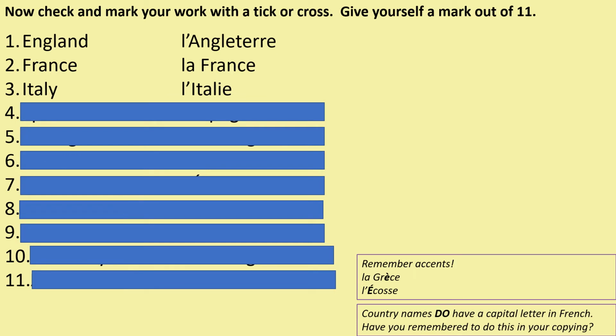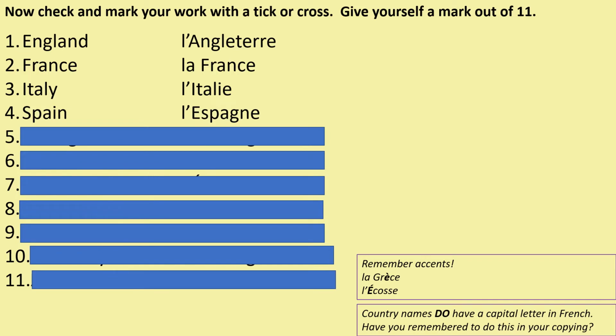Number 3, Italy is l'Italie. Number 4, Spain is l'Espagne. And you'll notice several of the countries end in agne, okay, a G-N-E. You've seen it in campagne, the countryside, montagne for mountains, and you've seen it now for l'Espagne, which is Spain.